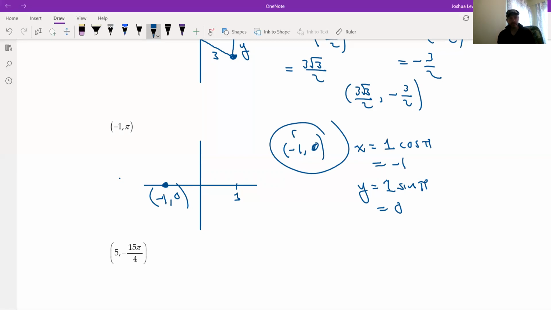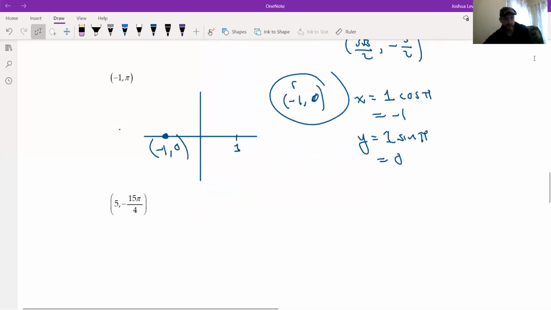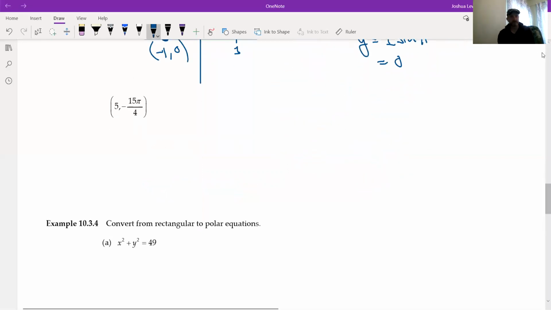Okay? That's an angle, not an x and a y. It's a distance and an angle. So when we convert to Cartesian coordinates, yeah, the numbers are the same, but we're talking about an x and a y, all right?